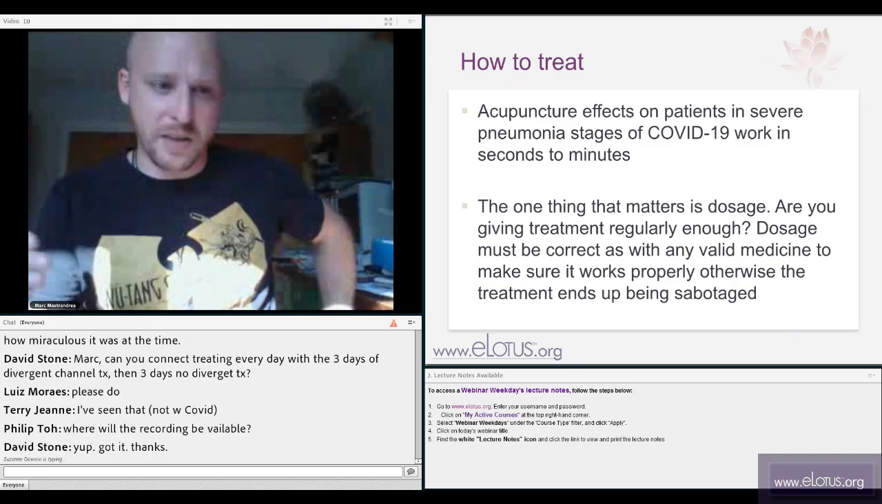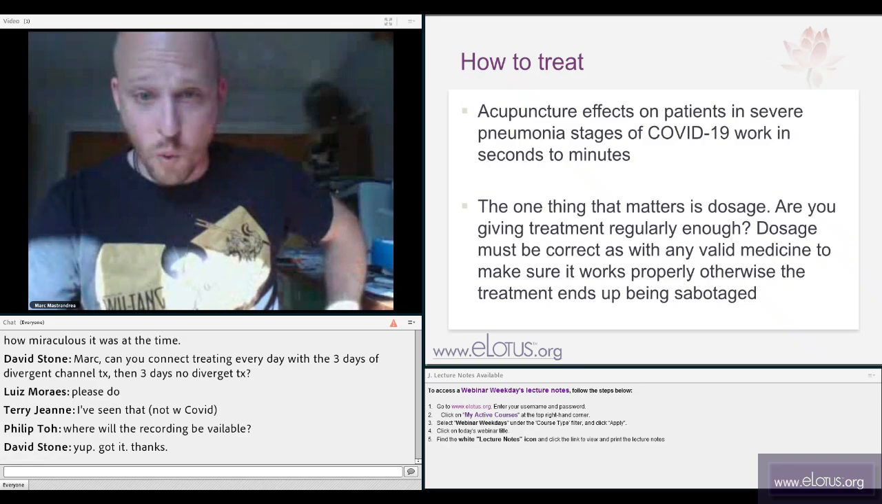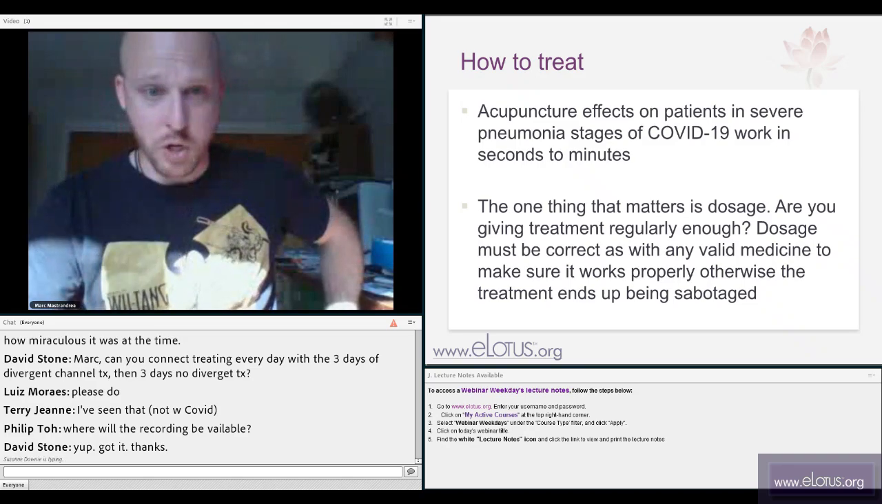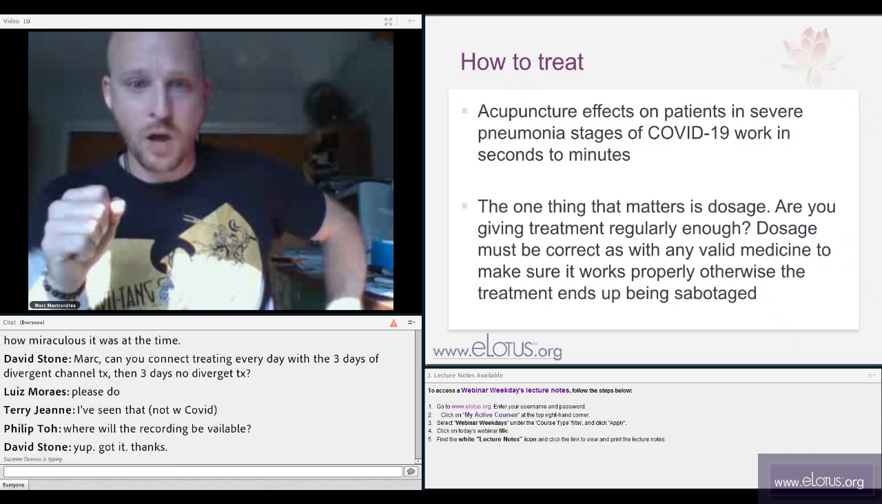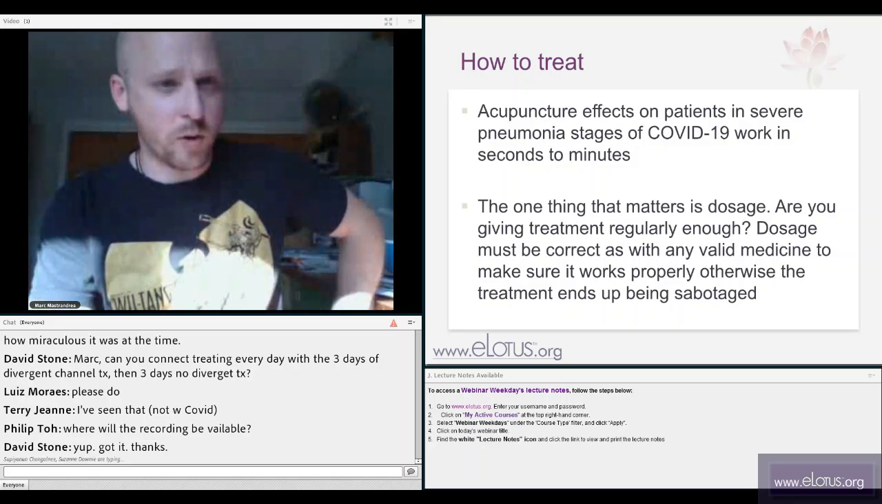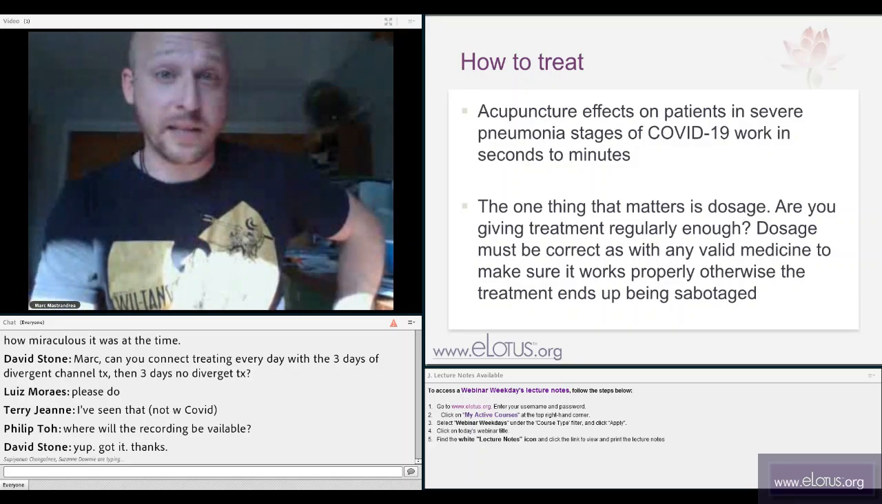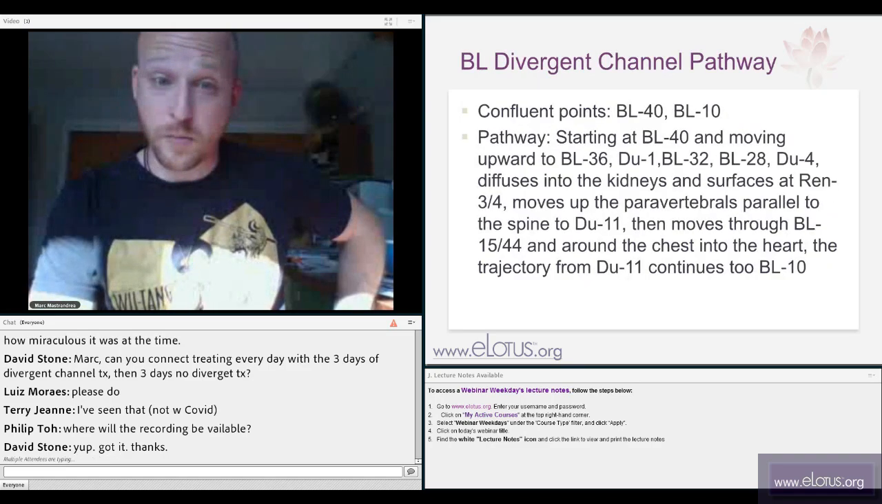I don't want to do too much because I don't want to aggravate the jing, right? So it's very important. The one thing that matters is dosage. Are you giving treatment regularly enough? I can't hound this enough. Otherwise, the treatment will end up being sabotaged, and then everybody will question whether the Chinese medicine can work. And let me tell you, it works incredibly well.